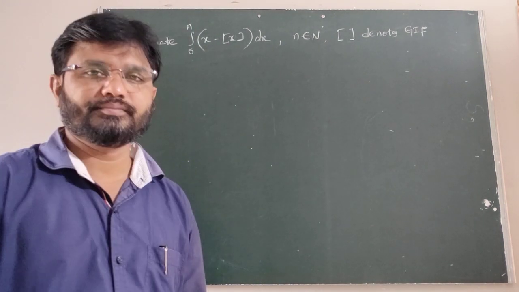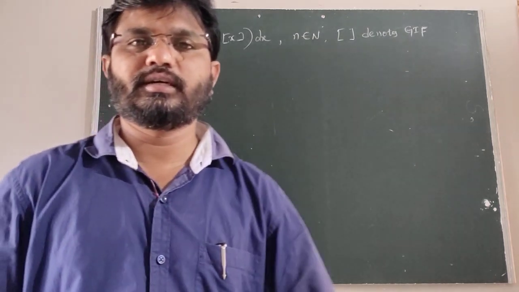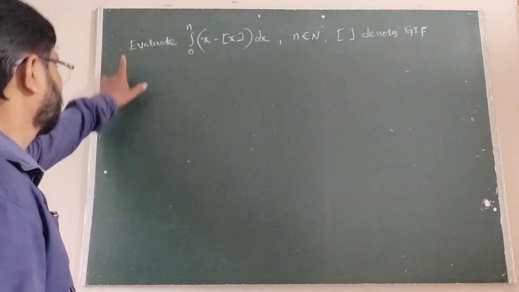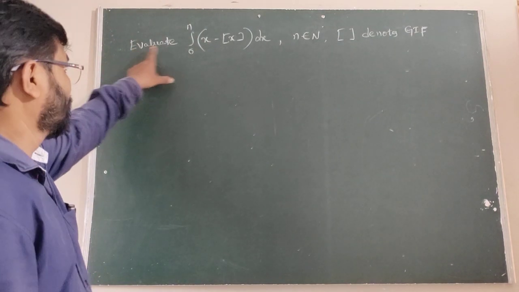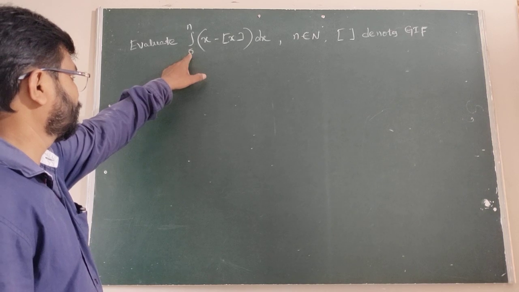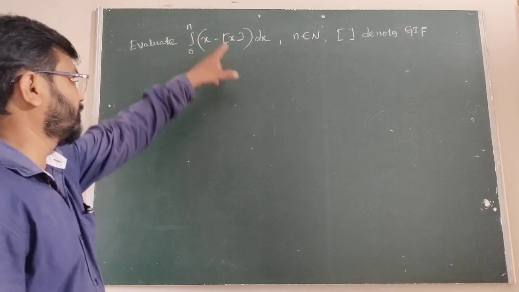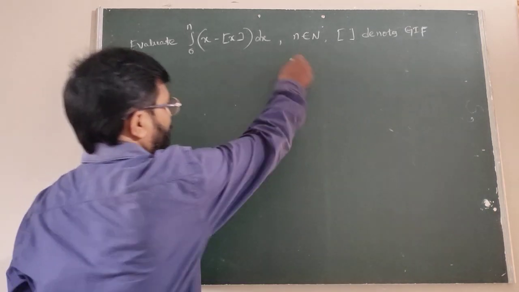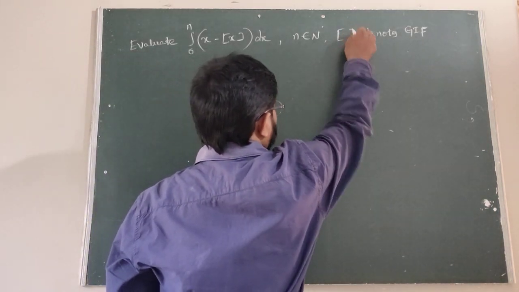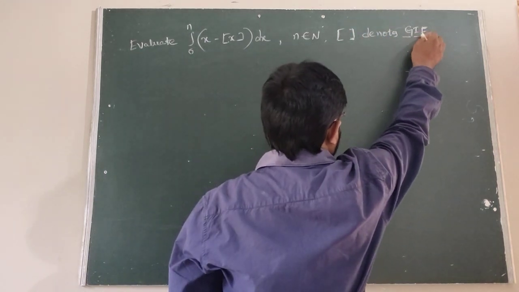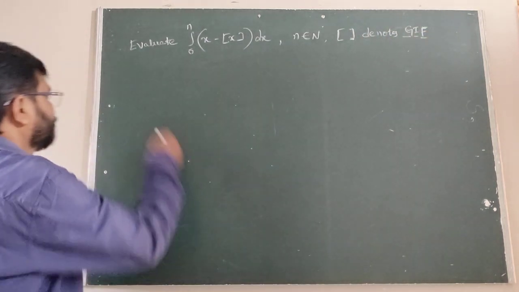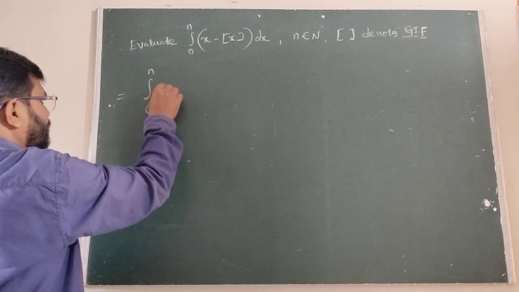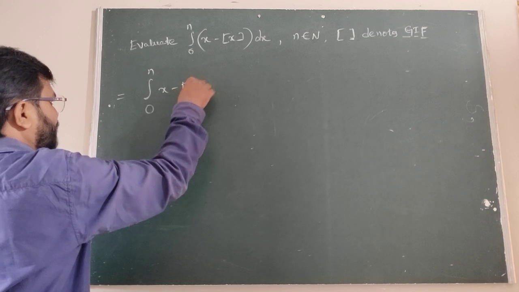Yesterday I talked about periodic functions and greatest integer functions. So I will take one more question from the step function, that is the integral from 0 to n of x minus step of x dx, where n belongs to the natural numbers. Here the step denotes the greatest integer function. Therefore, the integral from 0 to n of x minus step x dx.